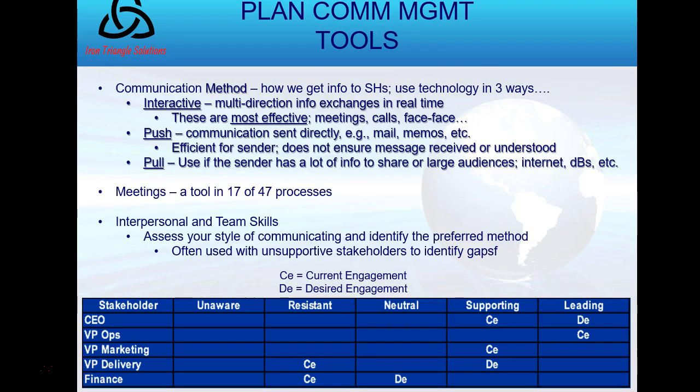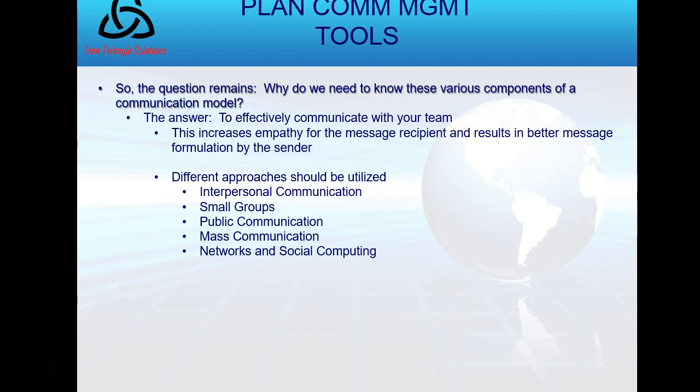Now, in COM tools, there's the communication method, which comes in three forms: interactive, push, or pull. There's meetings, which is in about 20 of the now 49 processes in project management, now 47. And I want to use interpersonal and team skills to assess my style of communicating and identify the preferred method. When I use interpersonal and team skills, I will be incorporating the stakeholder engagement plan that we discussed earlier.